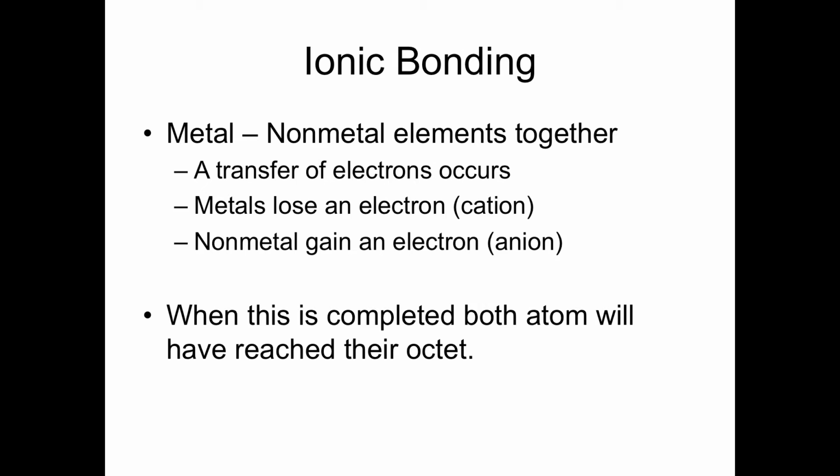If they already had 8, like the noble gases, they wouldn't need to bond. But since they don't, they kind of have to manipulate the system by bonding, and it allows them to get those 8 valence electrons that they want.